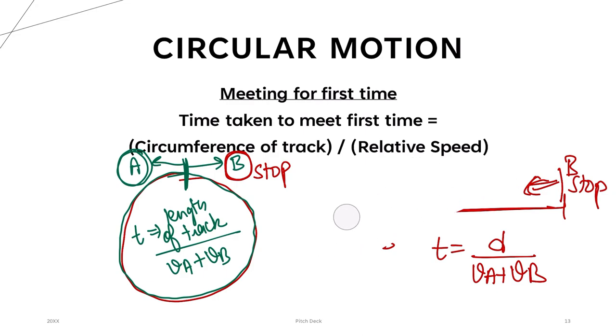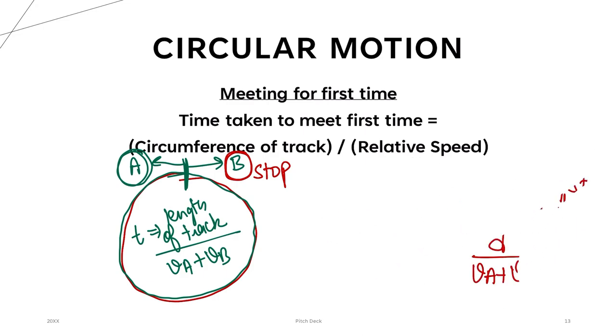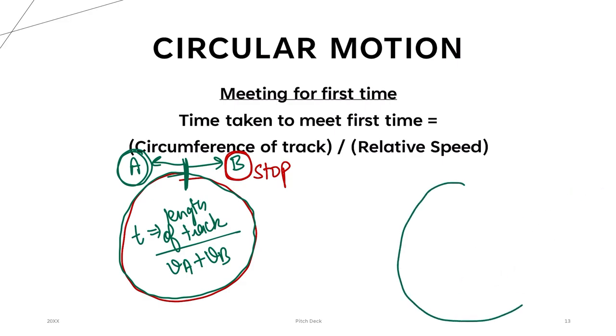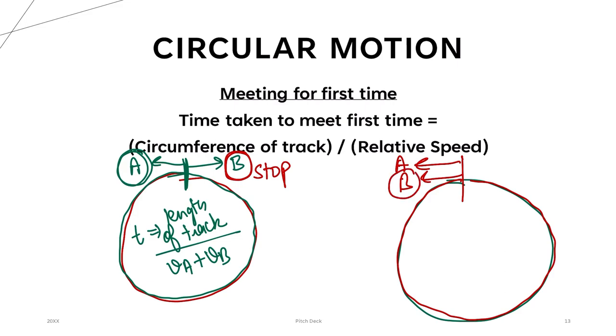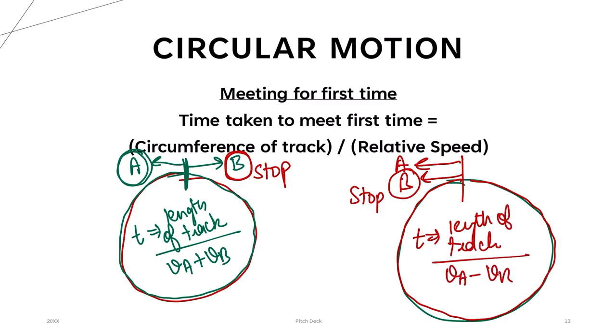In the other case, when they are going in the same direction, what is happening? Here A is going here, B is going here. Now this is the total circumference. B is assumed to be stopped. So the time taken by A to catch B is the length of the track divided by VA minus VB. Minus, why? Because if they are going in the same direction, then it is minus. I hope this is clear.